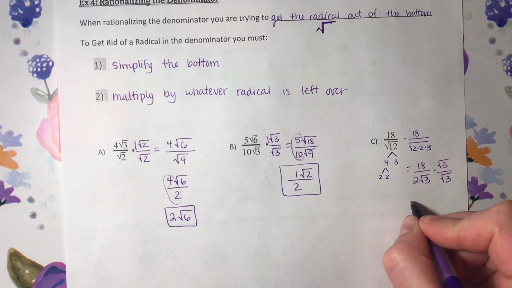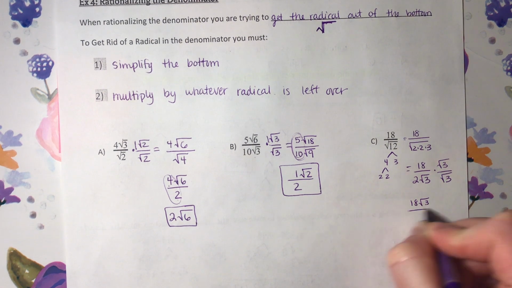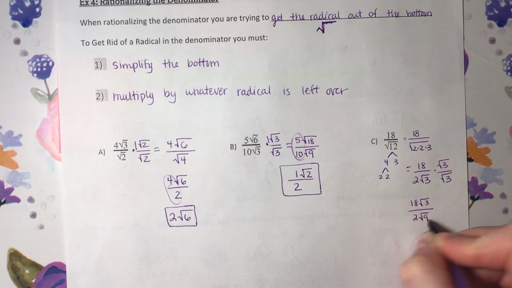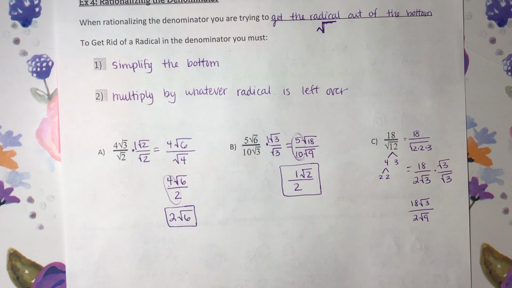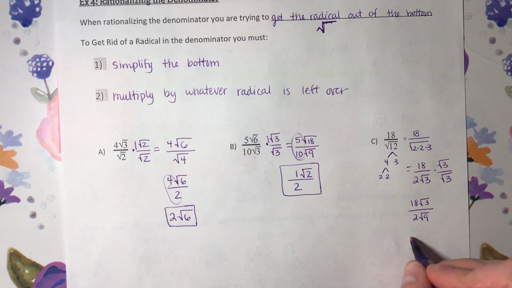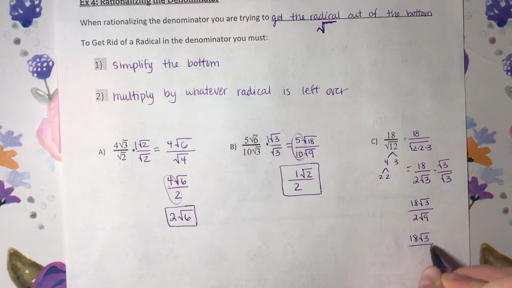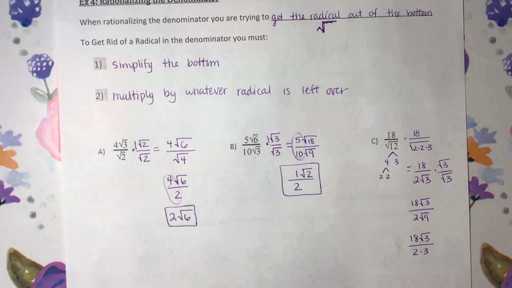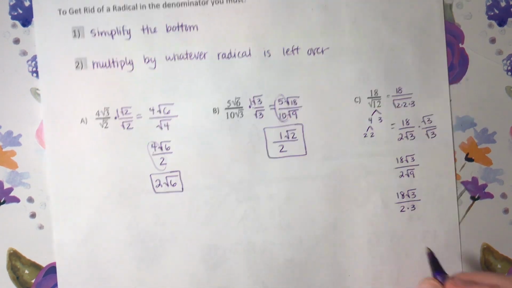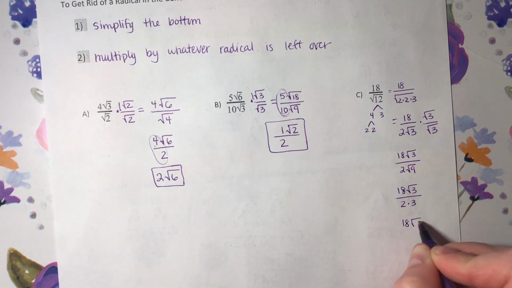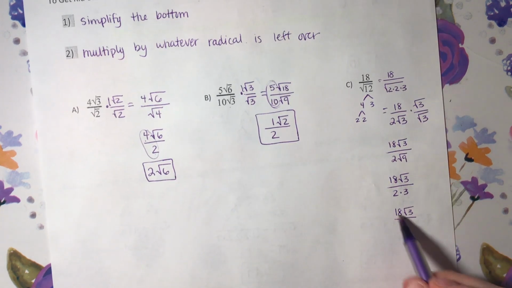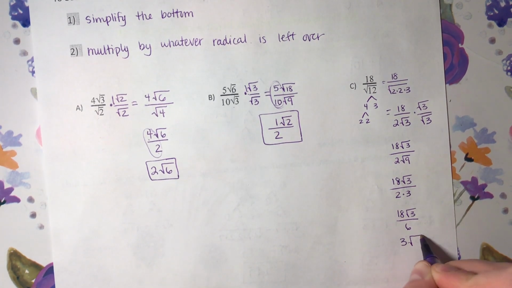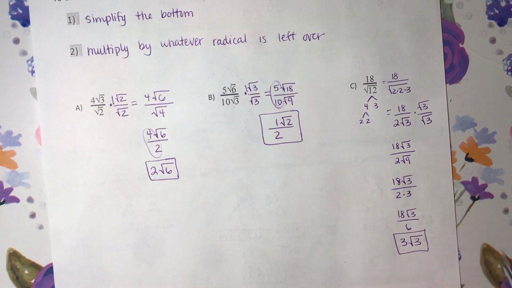This becomes 18 square root 3 over 2 square root 9. But what is the square root of 9? Well, the square root of 9 is 3. So I have 18 times the square root of 3 over 2 times 3. All of this is going to reduce. This is becoming 18 square root 3 over 6. 18 and 6 reduce. This becomes 3 square root 3 for my final answer.